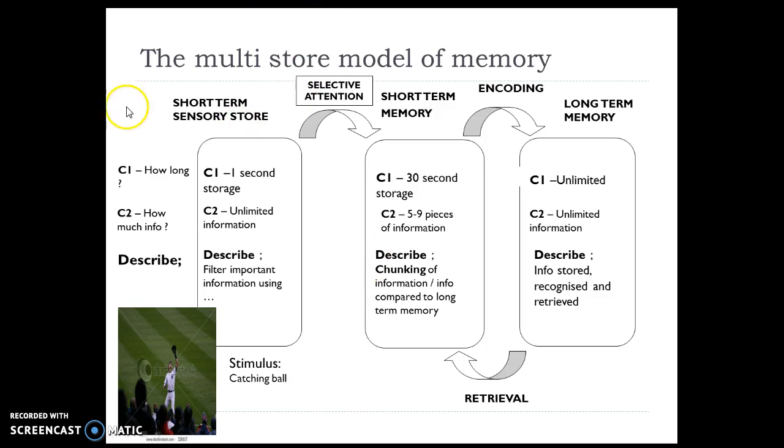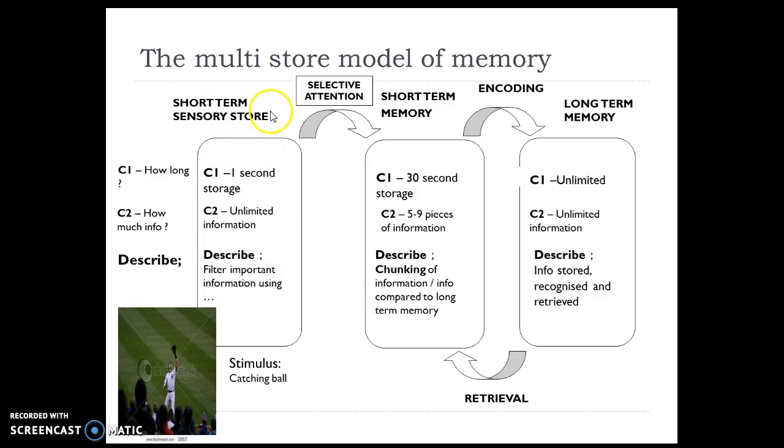So first things first, there are three stages to this model. The first stage is a short-term sensory store. For each of the three sections of the model, you have to do certain things in the exam. For example, you would have to name each stage, you would have to give two characteristics that would dictate how long the information is stored there, and secondly, how much information can be stored there, and then we have to describe the actual function of that phase of the model.